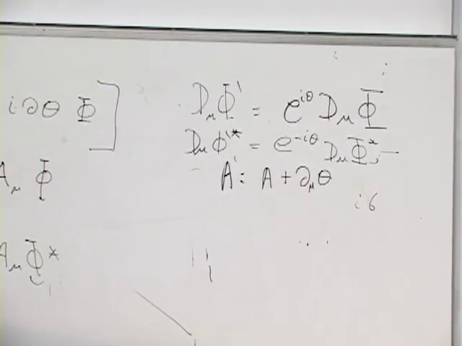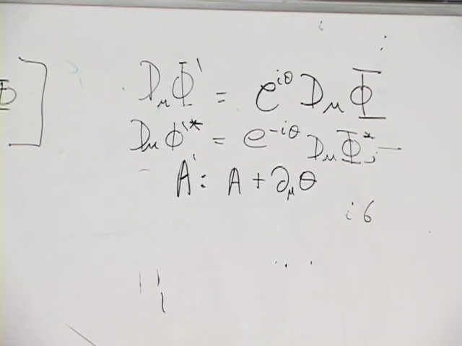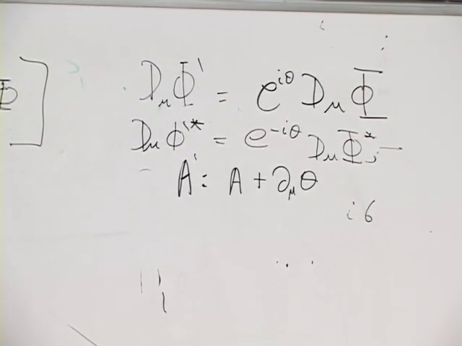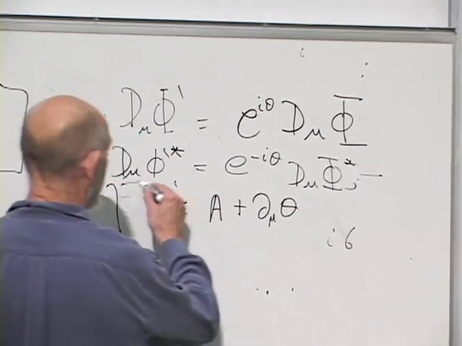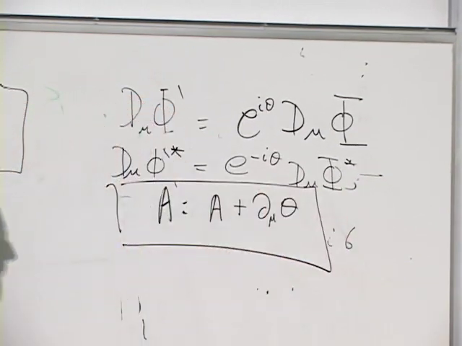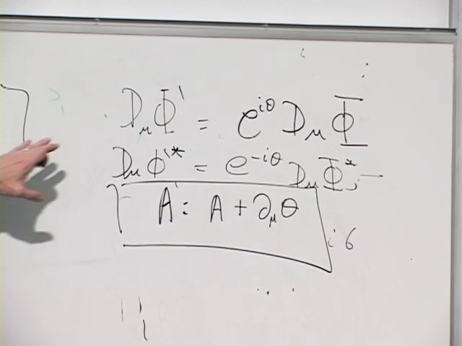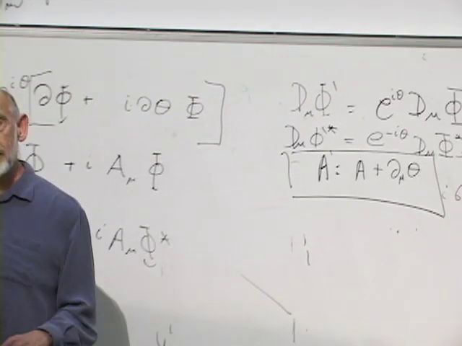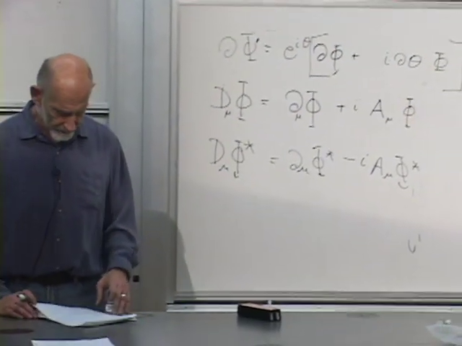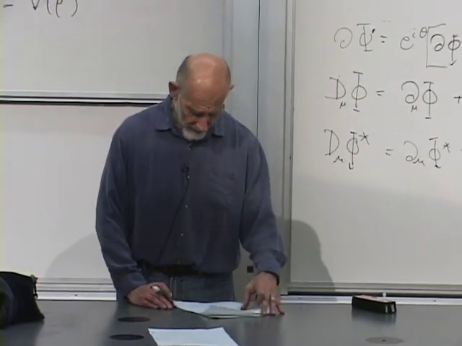What is the cost? The cost is you had to introduce a new field which transformed in this way over here. But once you allow yourself that freedom to introduce a new field, the vector potential, then this Lagrangian becomes invariant under gauge transformations. Later on, we'll write it out in some more detail.